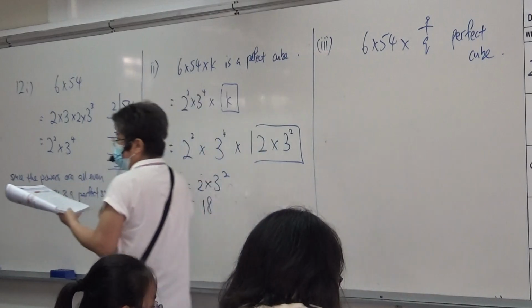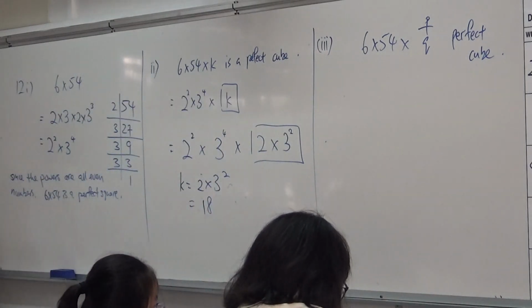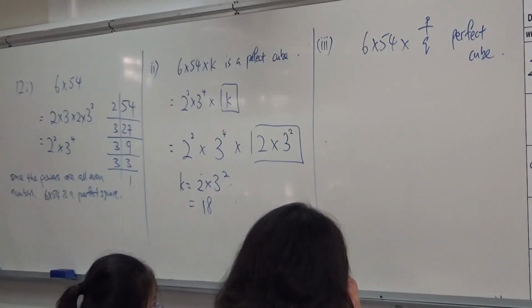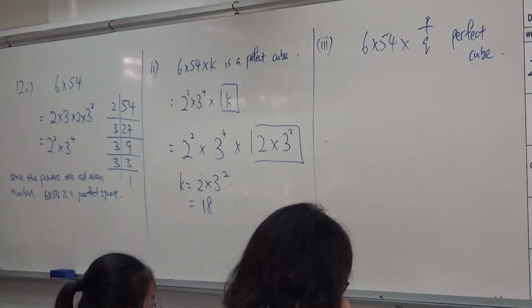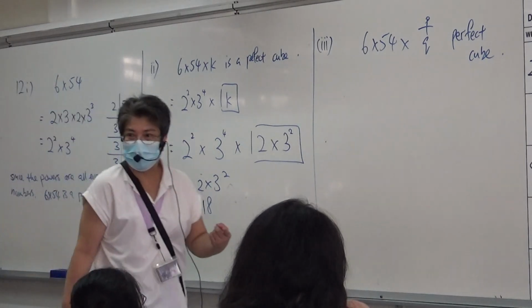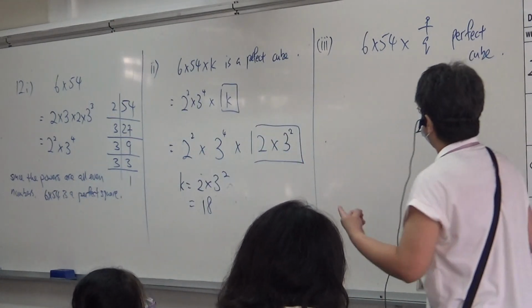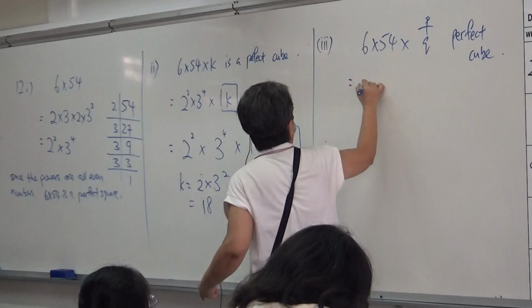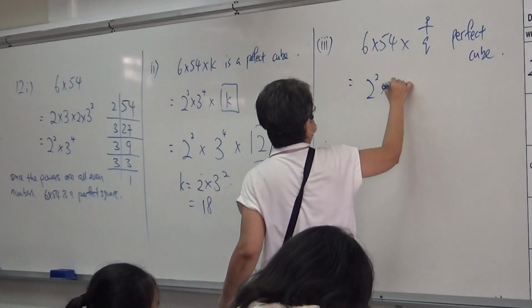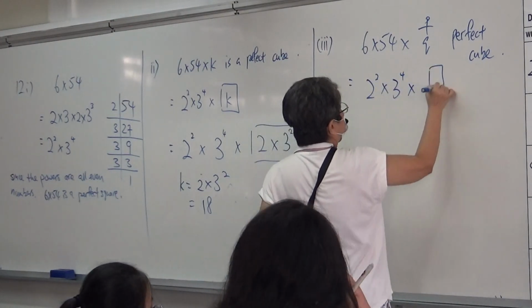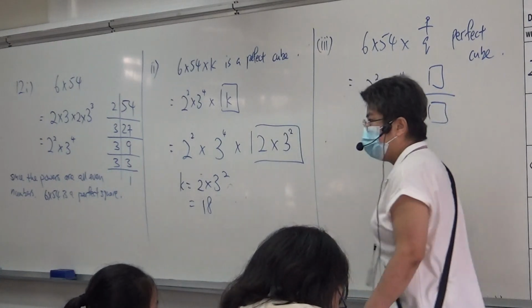All three is also the same thing. P and Q are what? Prime numbers. And we must make sure it's a perfect cube. Understand? Perfect cube is what? Power must be divisible by 3. Okay, let's write down. 2 to the power of 2 times 3 to the power of 4, something over something, right?